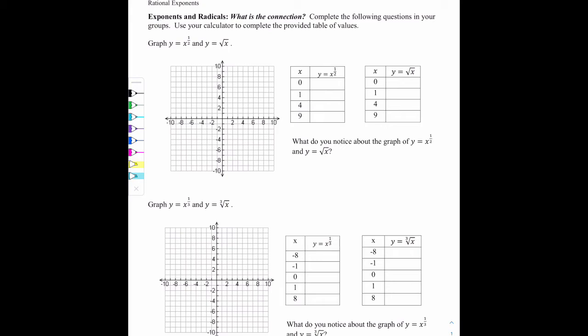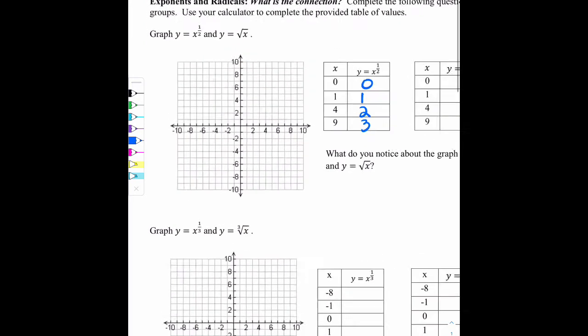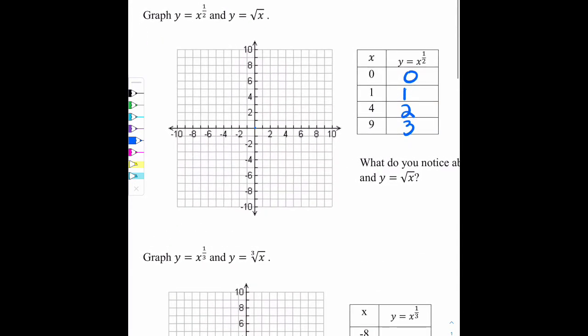We are going to look at y equals x to the 1/2 and y equals the square root of x. So we're going to start with y equals x to the 1/2 power, and your table of values should have read 0, 0, 1, 1, 4, 2, and 9, 3. So when we graph these, here's 0, 0, 1, 1, 4, 2, and 9, 3. It should look familiar to what we saw on the calculator.